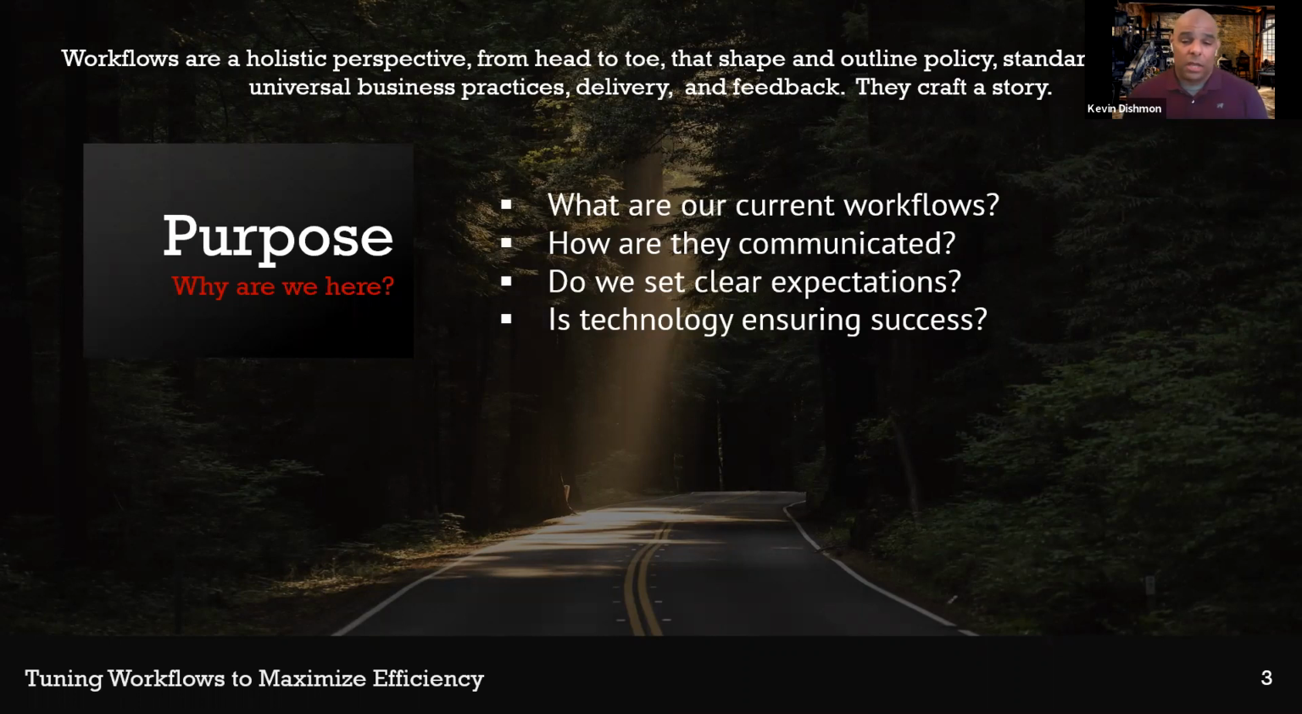And it goes without saying that when you clearly set expectations on workflows, you can measure the success or failure of that workflow, because workflows are just not going to sit out there and take care of themselves, right? You've got to have some measure of success or failure to know whether or not that workflow is working. And finally, is the technology that we're using ensuring success?